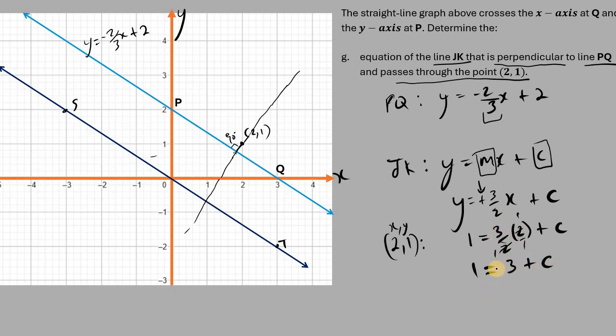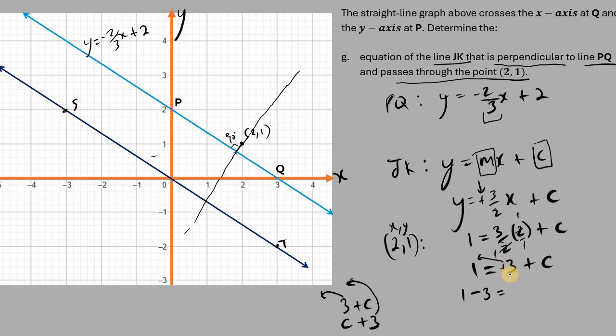The next step is to transpose the 3 to the other side. Once we transpose a positive 3 to the other side, we get a negative 3. So we get 1 minus 3. Technically, 3 plus c is the same as c plus 3, so when we transpose this 3, we're really transposing plus 3.